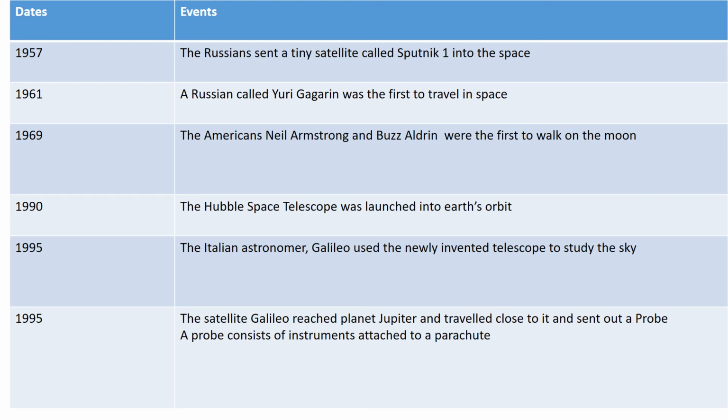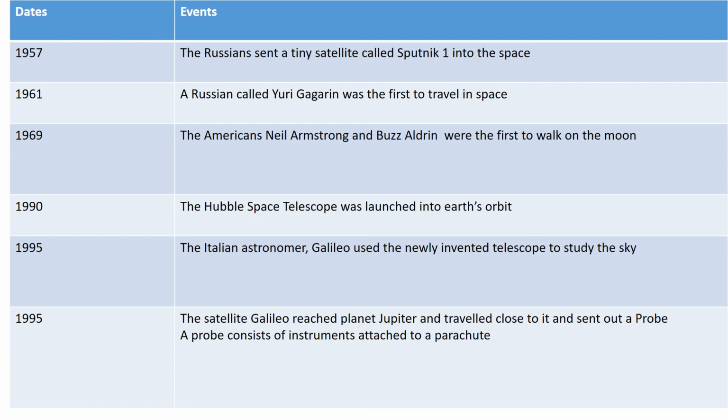In 1990, the Hubble Space Telescope was launched in the Earth's orbit. The Hubble takes pictures from its orbit where it was launched. This is the best invention for discovery. In 1995, the Italian astronomer Galileo used the newly invented telescope to study the sky.